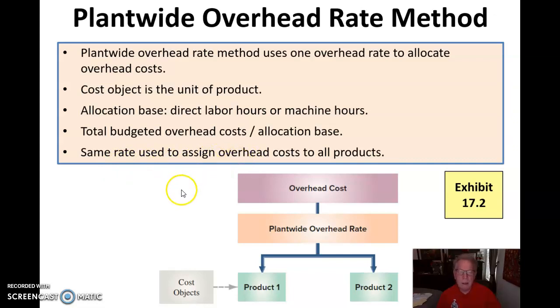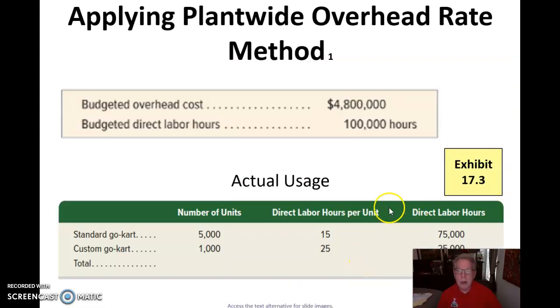Here are our overhead costs budgeted, and we calculate the plant-wide overhead rate based on our budgeted overhead. Our cost objects are going to be product 1 and product 2 in this example. Here's our budgeted overhead cost, 4.8 million. Here's our budgeted direct labor hours, 100,000 hours. We divide 100,000 into 4.8 million, and we get a rate.